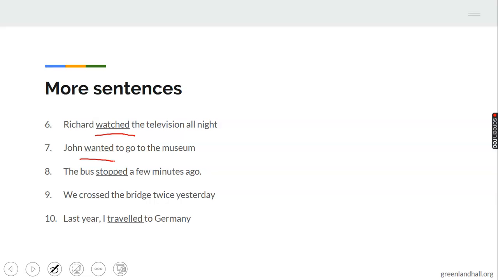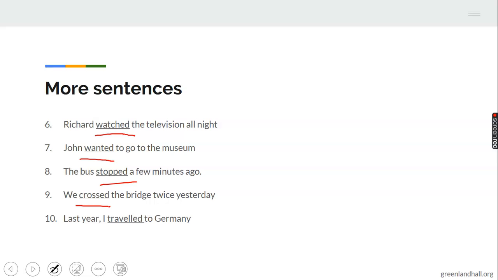That's a regular verb. Then the bus stopped a few minutes ago. Is that regular or irregular? Anybody? That's a regular verb. Good. Then we crossed the bridge twice yesterday. What verb is used there? Regular or irregular? Good. That's a regular verb.